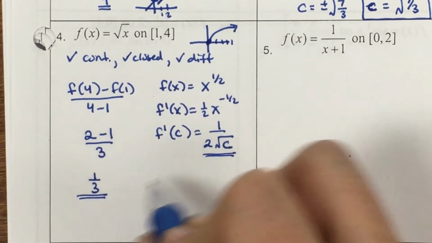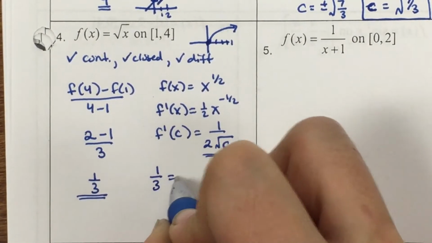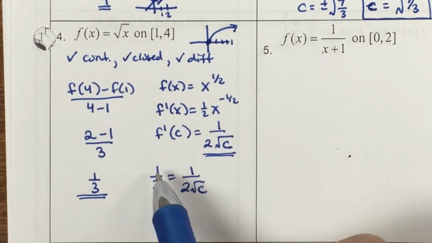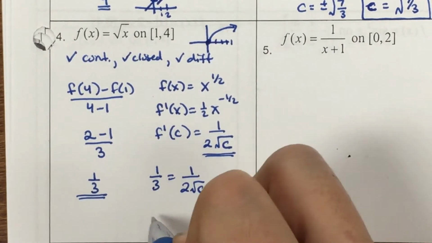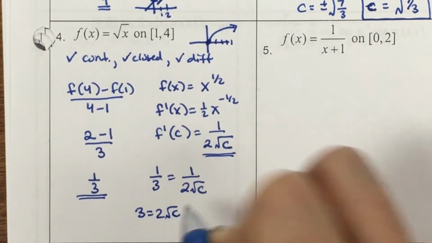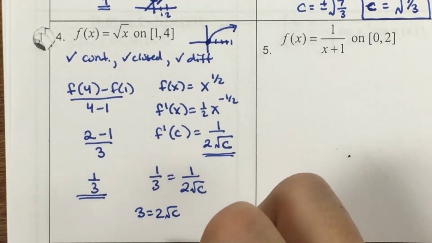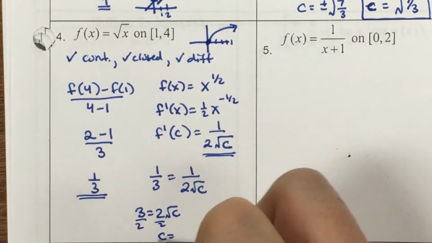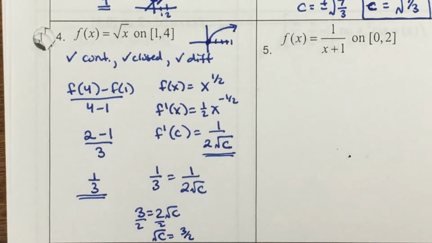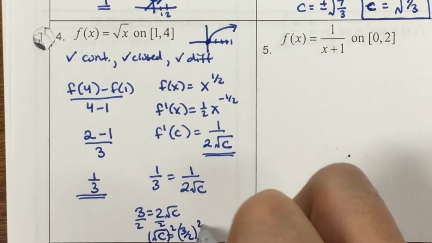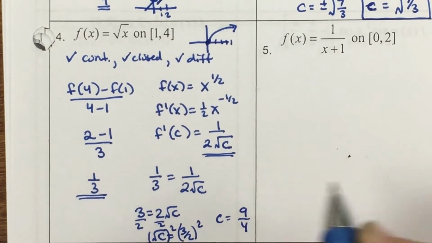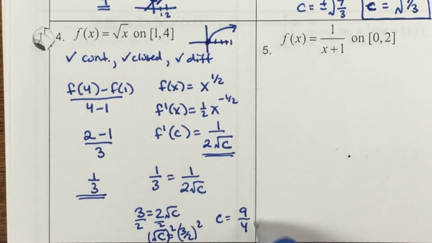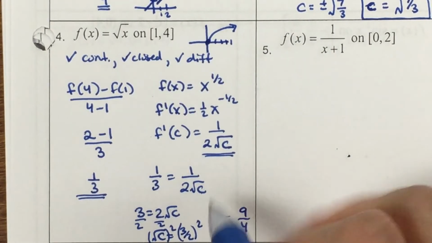So now we know that this must equal that. So we've got 1 over 3 equals 1 over 2 square root of c. Now you could cross multiply that if you want, or you can just think, when the numerators are equal, then the denominators have to be equal. So we know that 3 has to equal 2 square root of c. Divide both sides by 2. So I'm going to get the square root of c equals 3/2. Square both sides. So c equals 9/4. And it's a good idea to check, is 9/4 on the interval? 4 goes into 9 2 1/4 times, so it is on that interval.